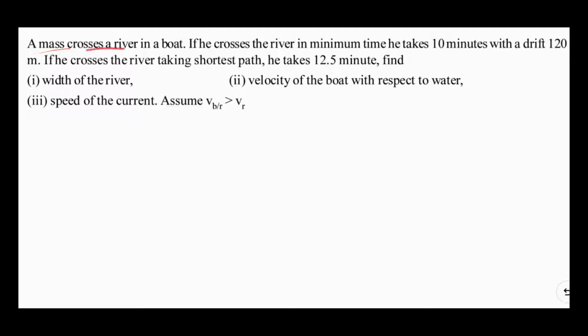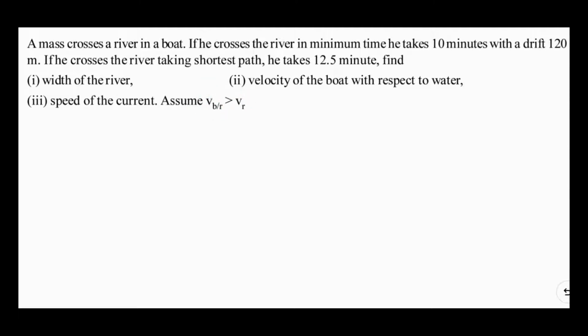A man crosses a river in a boat. If he crosses the river in minimum time, he takes 10 minutes with a drift of 120 meter. If he crosses the river taking the shortest path, he takes 12.5 minutes. Find the width of the river, the velocity of the boat with respect to water and the speed of current. We need to assume that the velocity of the boat with respect to water is greater than the velocity of the river.